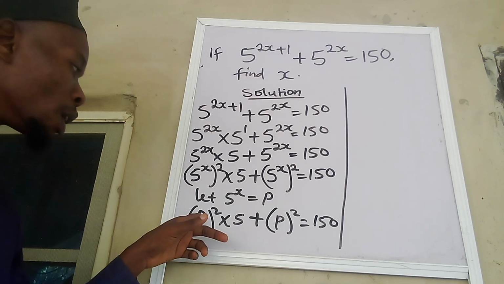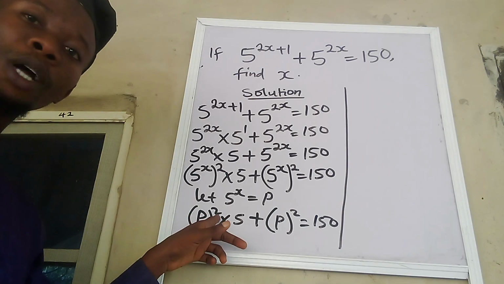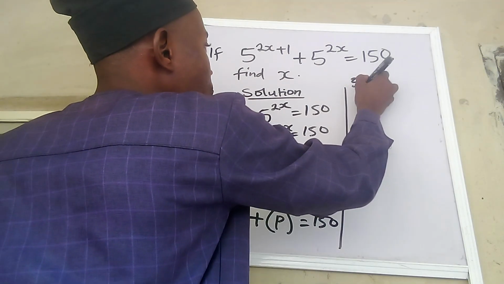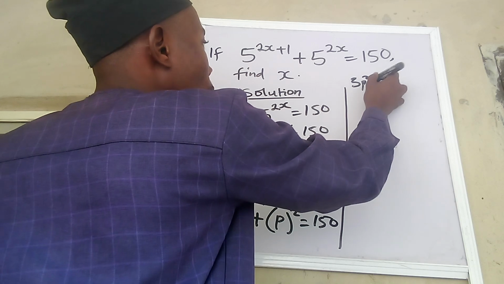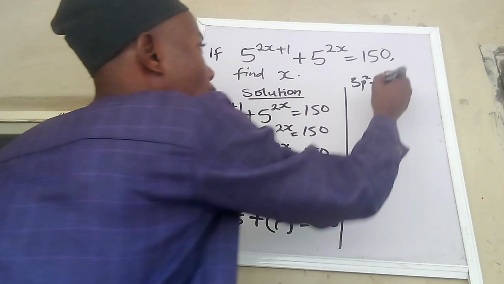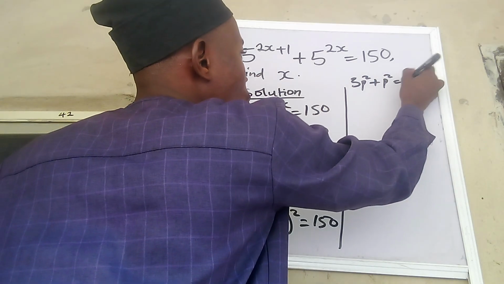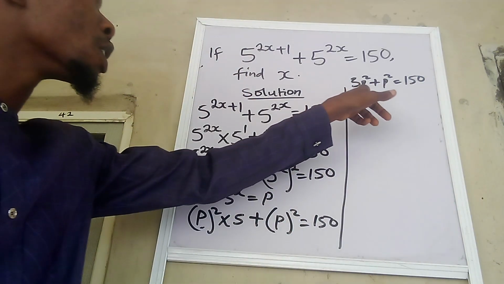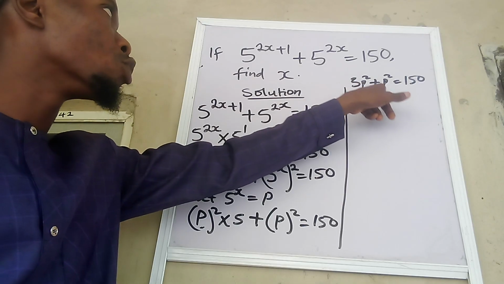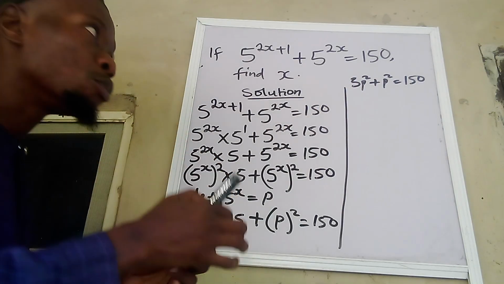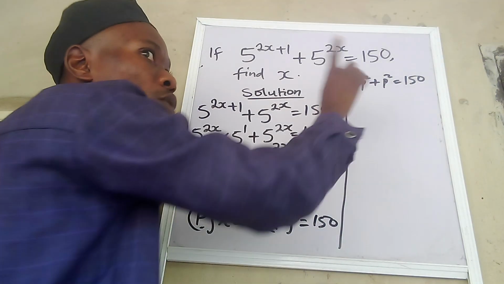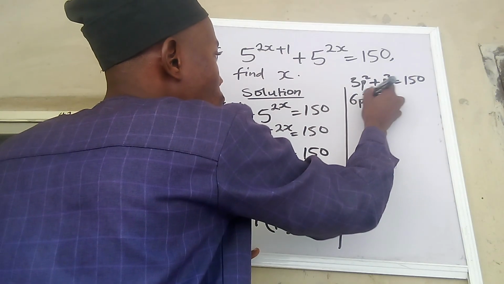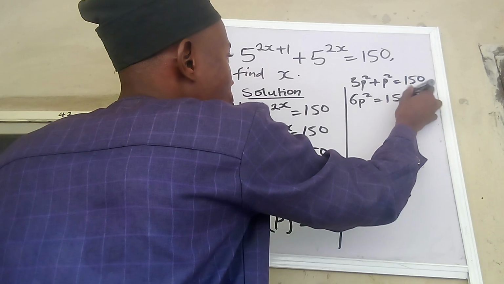So now this is p squared. P raised to power 2 means p squared. Multiply by 5, so this is the same thing as 5p squared. Then plus p squared, equal to 150. So this is 5p raised to power 2 plus p raised to power 2. We can add them together because the coefficient of p raised to power 2 here is 1. So we can add the two together, and we have 6p raised to power 2 is equal to 150.